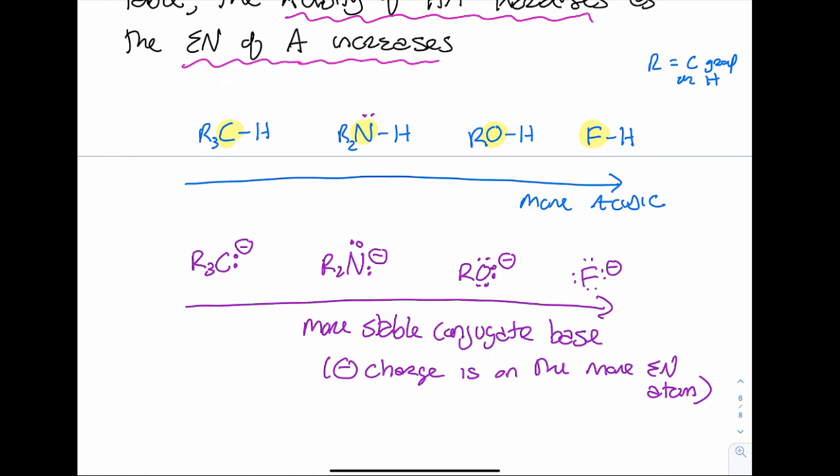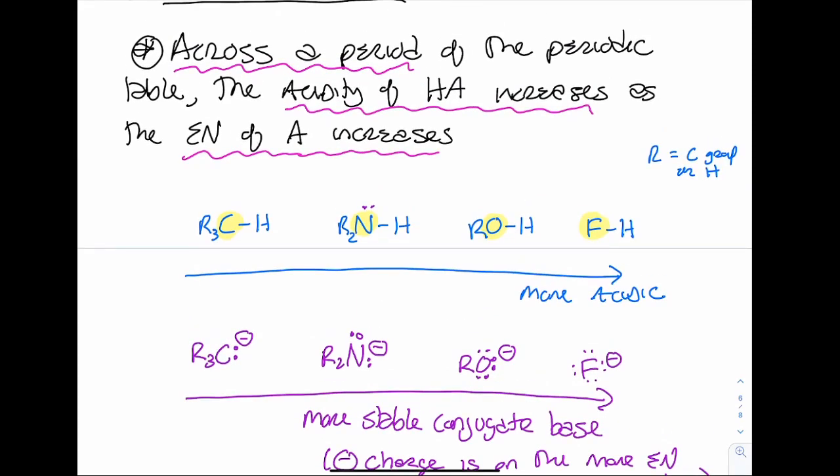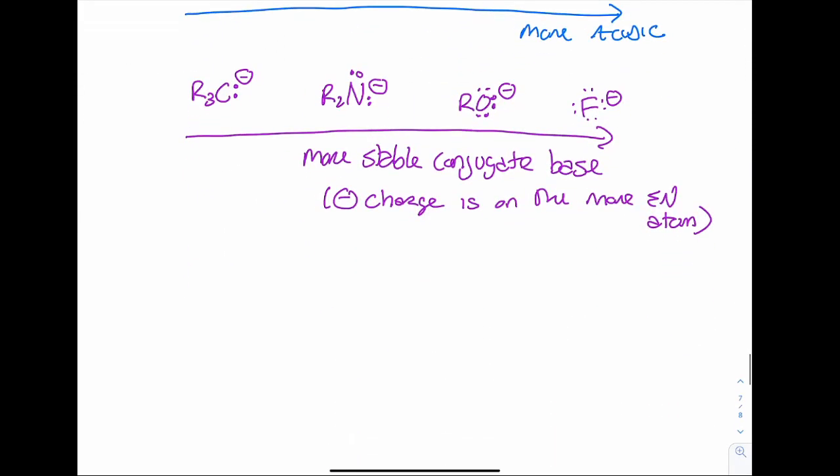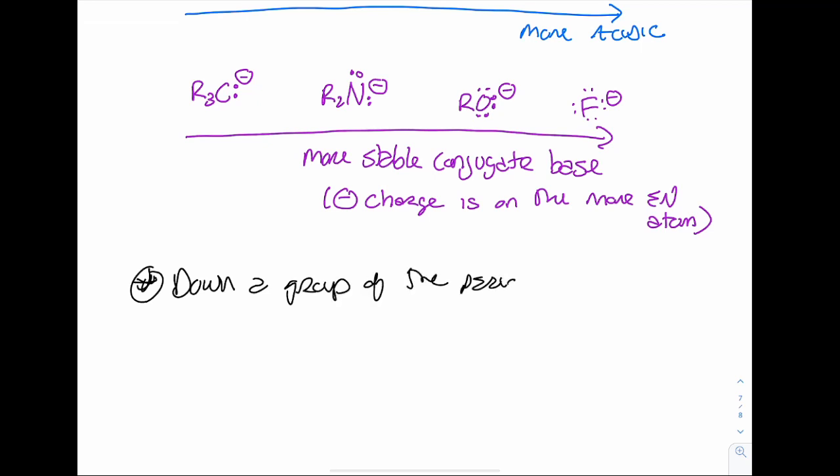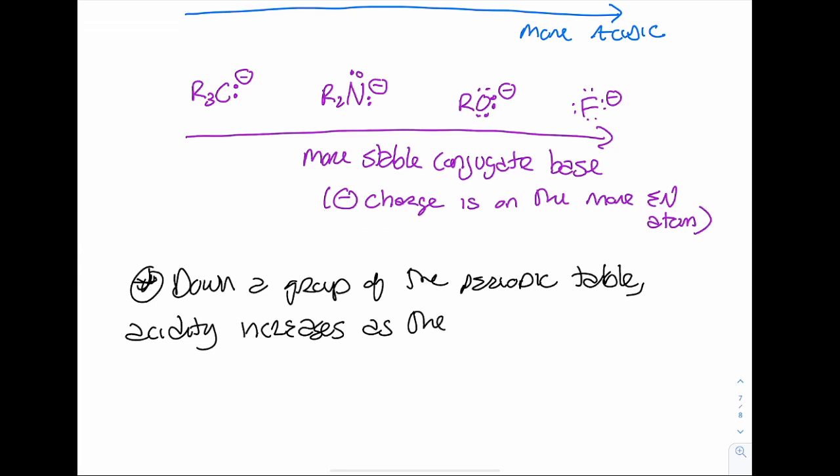Our second trend, we're still under element effects. So we have two of these, right? I said one going across a period and one going down a group. So down the group of the periodic table, acidity increases as the size of A increases.